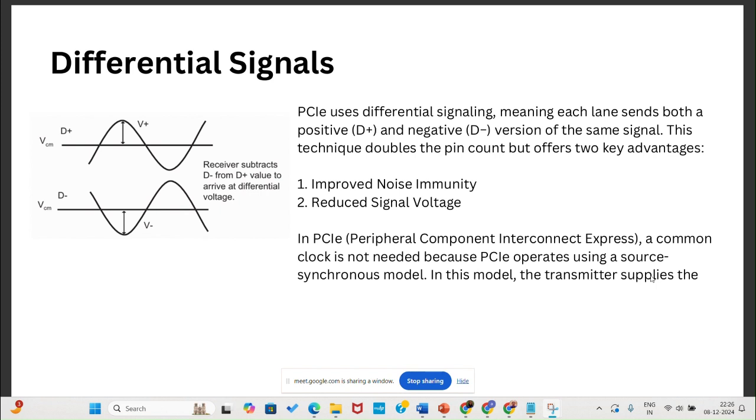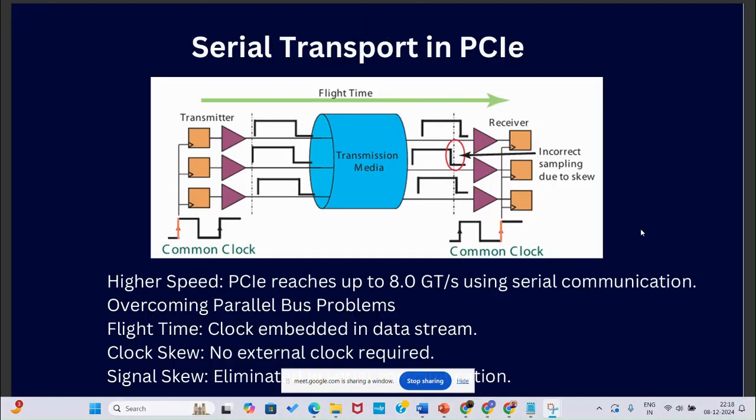PPM means parts per million. That is some kind of clock adjustment. We'll discuss this later in the clocking section. We will talk about this.